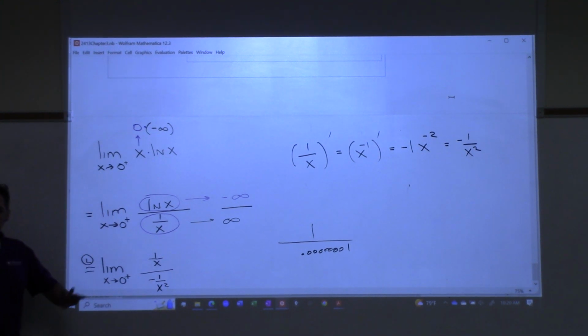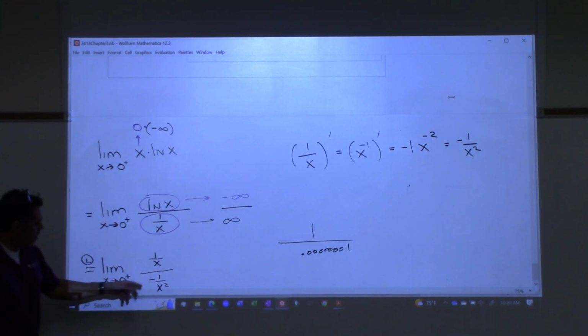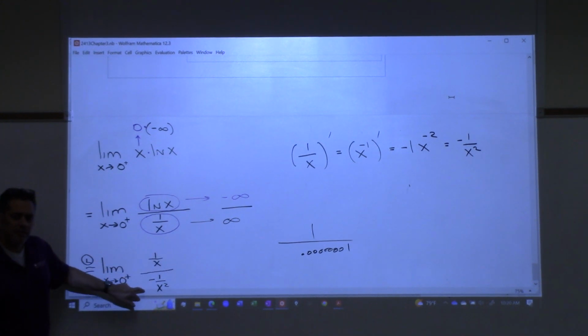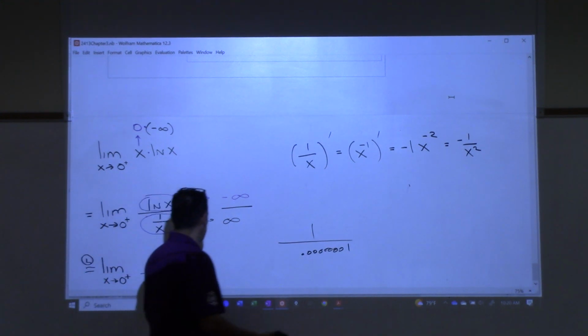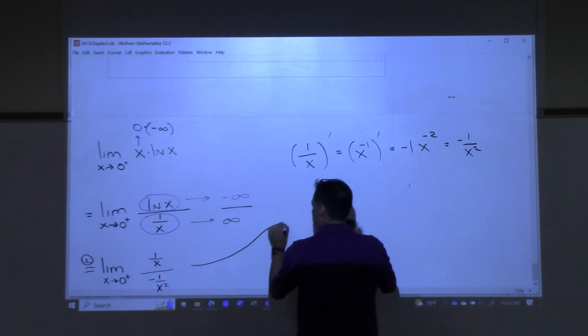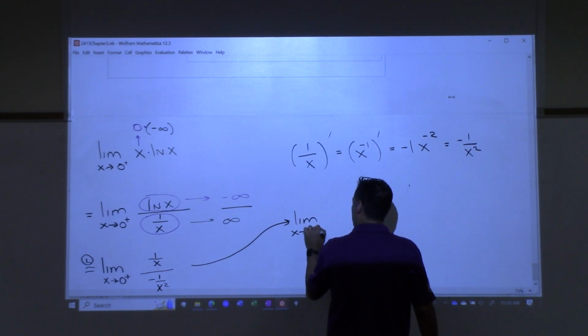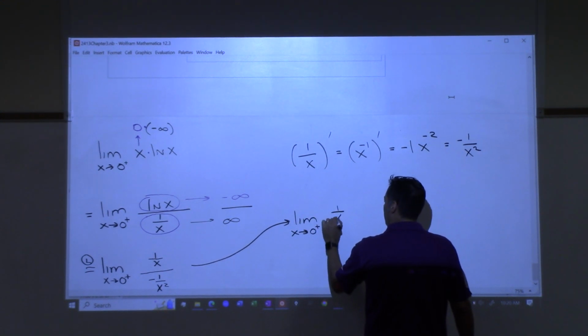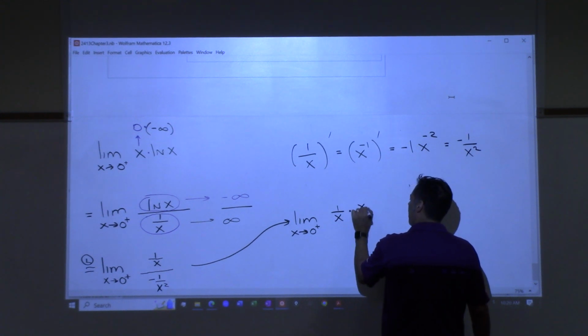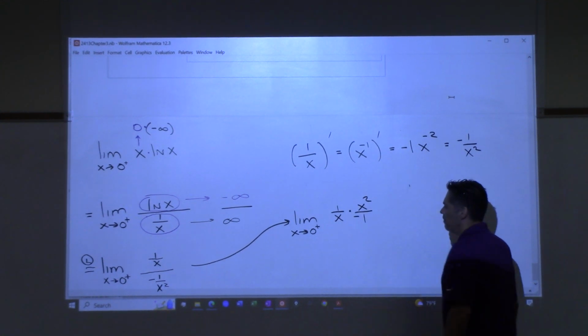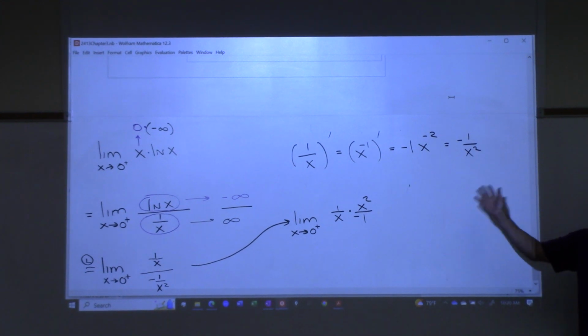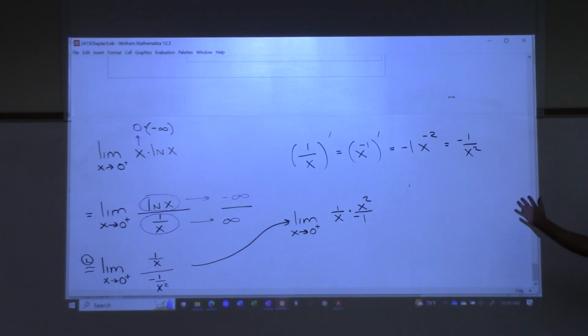Now don't go running your limit again yet. Let's see if this cleans up algebraically. I have a fraction over a fraction. Can't I flip this one up and multiply? Right? I can flip that up and multiply. So I'm going to continue that over here. This becomes the limit as x approaches 0 from the right. I'll have the 1 over x, and then I brought the other one up and I flipped it, so x squared on top, negative 1 on the bottom. And then can I cancel an x there? Right? I can cancel 1 x from both of those.